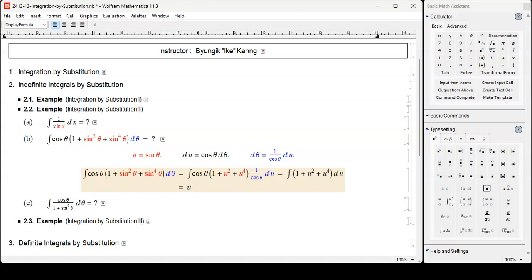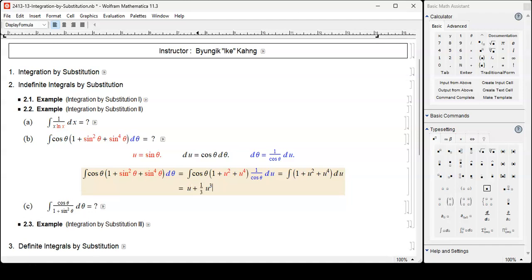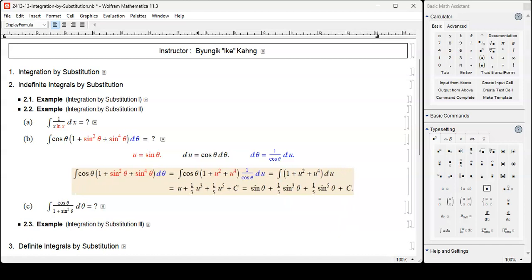u plus 1/3 u to the 3rd power plus 1/5 u to the 5th power plus constant. And then of course what I want is functions of theta, not functions of u. So I want sine of theta plus 1/3 sine cubed plus 1/5 sine to the 5th power. Looks like that completes the problem.